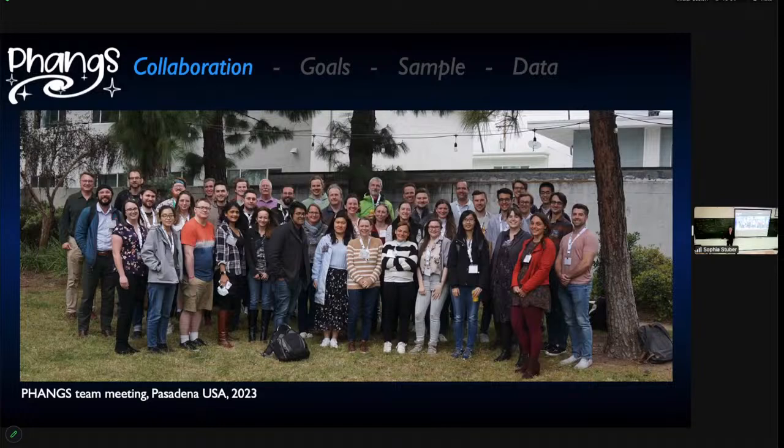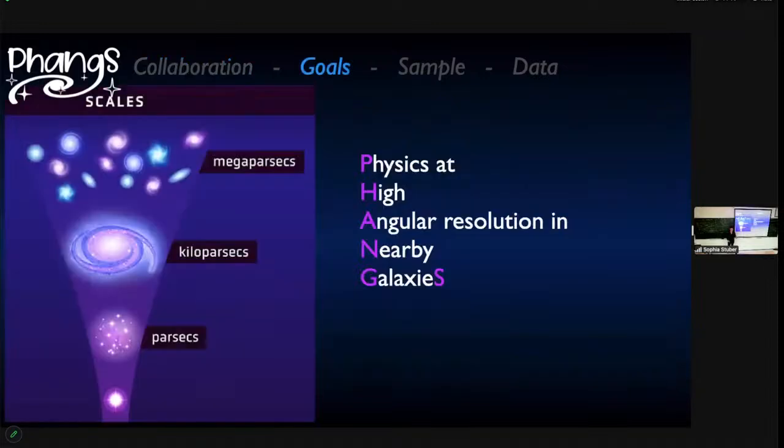And there's a lot more also here in Madrid. So we have Miguel, we have Sophia, we have Enrico, we have Marina, and I hope I didn't forget anybody. So we have a lot of people from PHANGS working here in Madrid. If you want to know more about what PHANGS is actually doing and the details, you can also ask them. So this is the collaboration, and PHANGS stands for Physics at High Angular Resolution in Nearby Galaxies. The goal is to study the physics of galaxies at resolved scales.